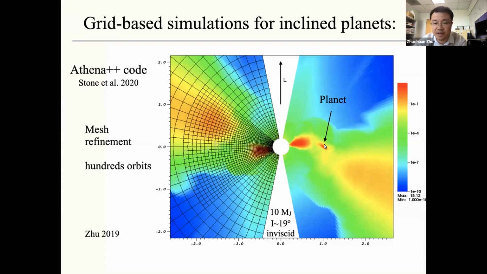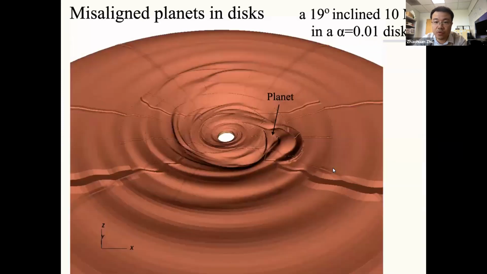So here you can see the planet open a gap, and the inner disk precession causes large-scale misalignment. So let's watch some movies of this type of simulation. Here we have a mildly inclined giant planet, and here the disk has a large viscosity, alpha = 0.01.